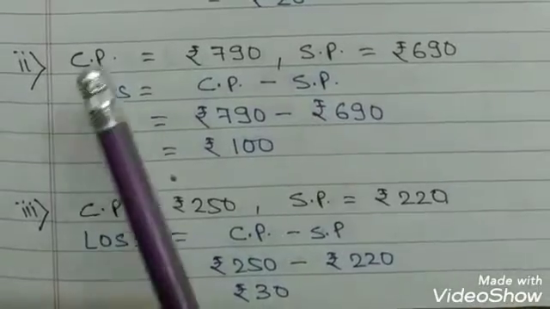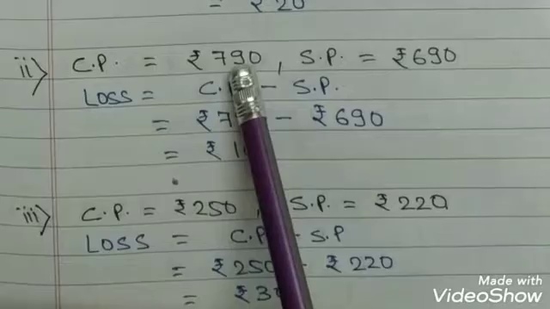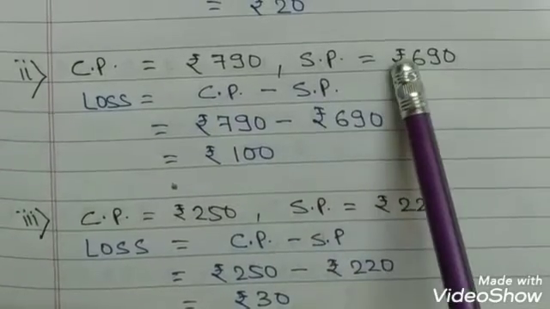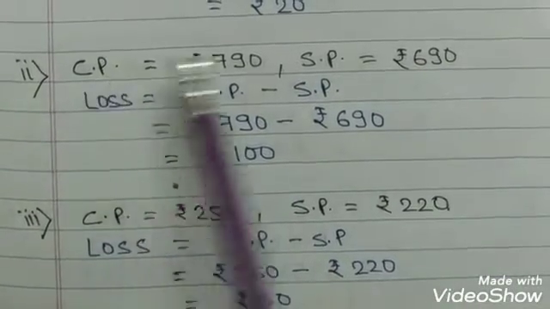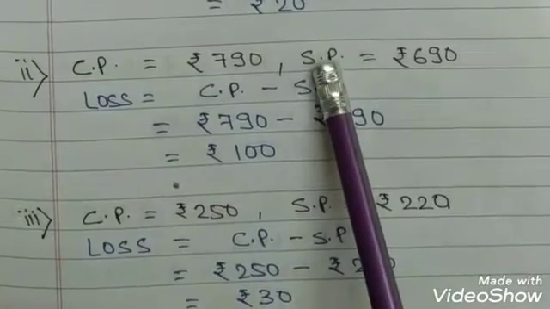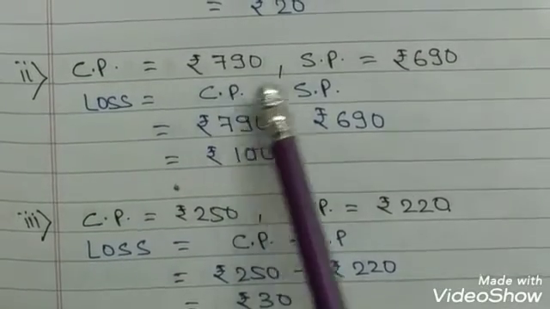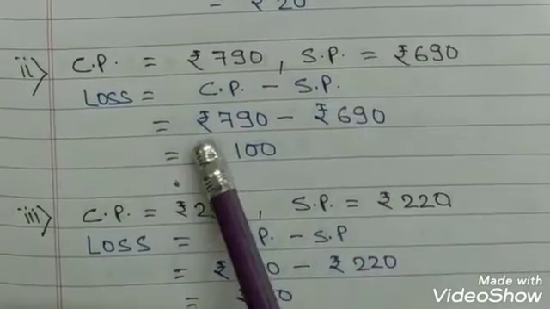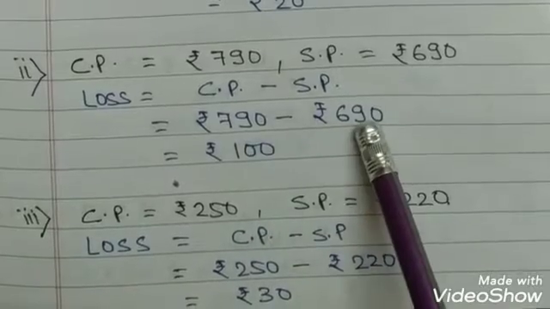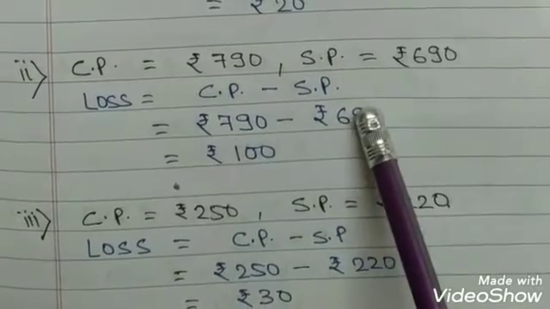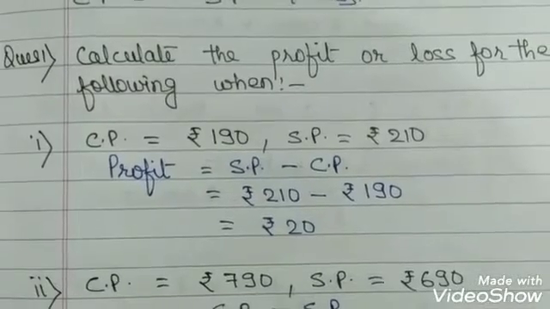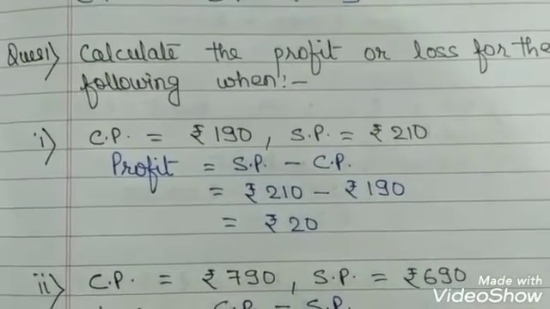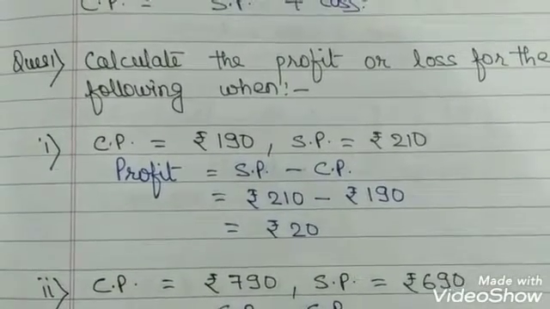Let's solve one more question. CP is equal to rupees 790. SP is equal to rupees 690. So here we can see CP is greater than SP, so we will have loss. So loss is equal to CP minus SP. So 790 minus rupees 690. When we subtract the numbers, we get the answer rupees 100. In this way, we can find profit and loss when CP and SP are given.